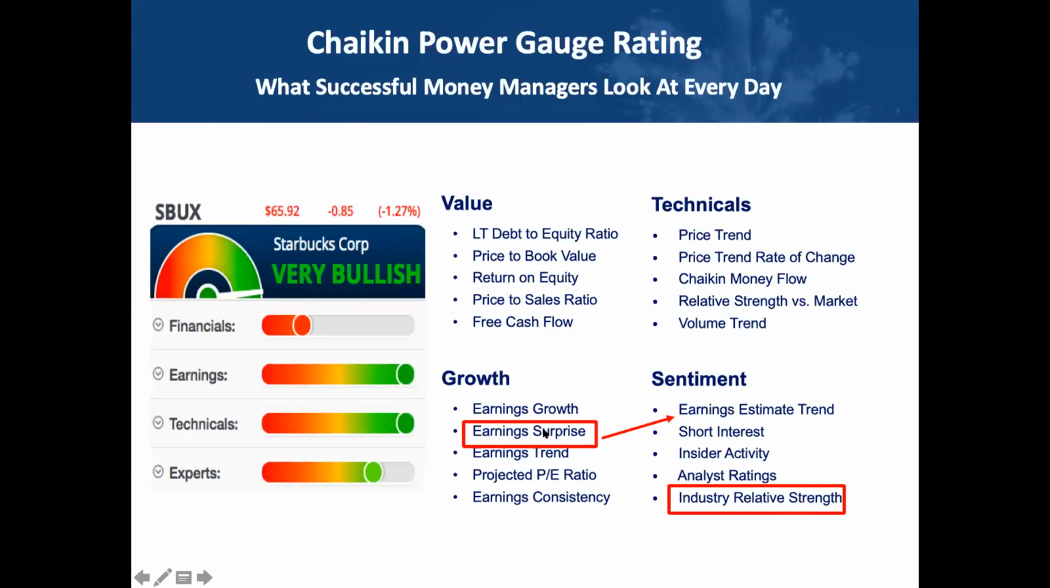Now, we just ended earnings season. During earnings season, companies surprised to the upside or the downside. After the close, Hewlett-Packard Enterprises, a stock that has a bullish Chaikin Power Gauge rating, reported a positive earnings surprise and jumped 4%. Tomorrow, analysts are going to evaluate that and probably raise their estimates for the rest of the year for 2019.